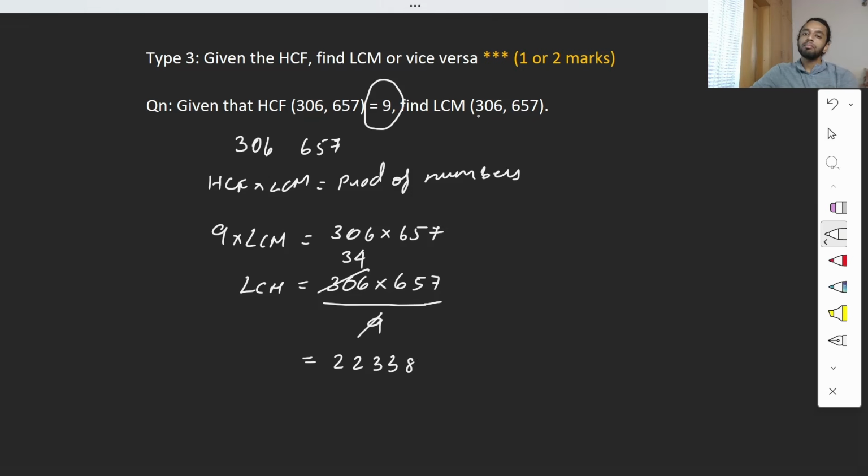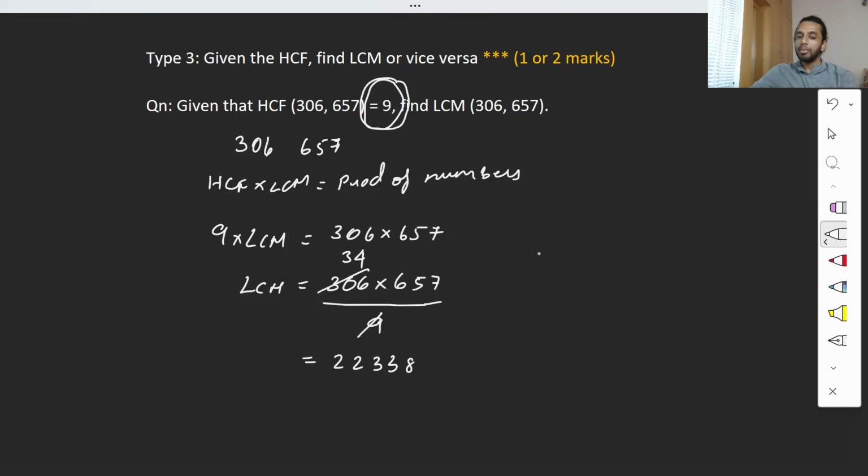Now I would like to bring our attention to a particular thing: the same question can be approached the way we did previously, by factorization and everything. But if they ask this in a 1 mark or a 2 mark question, we would not have so much time to factorize. So we use whatever is given in the question, that is, the HCF value. Let us make use of it and directly solve it using the verification step, which is HCF times LCM equals the product of the 2 given numbers.